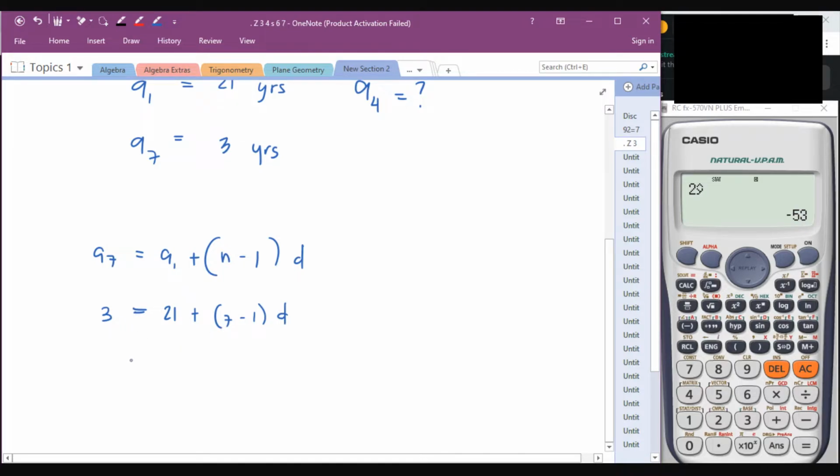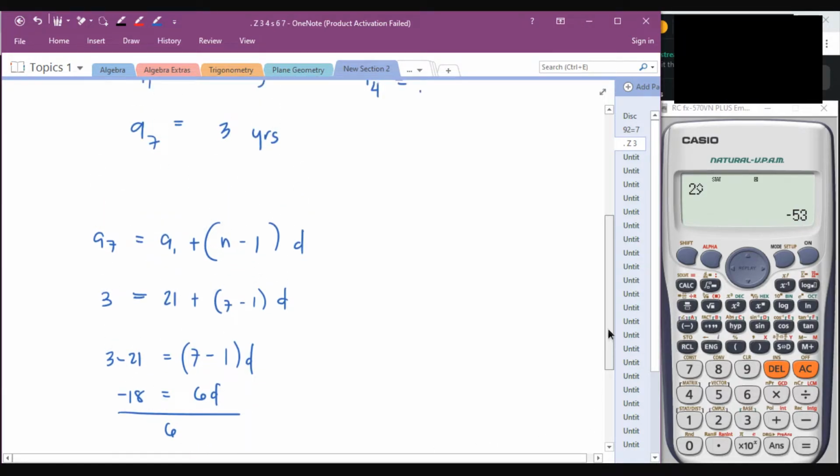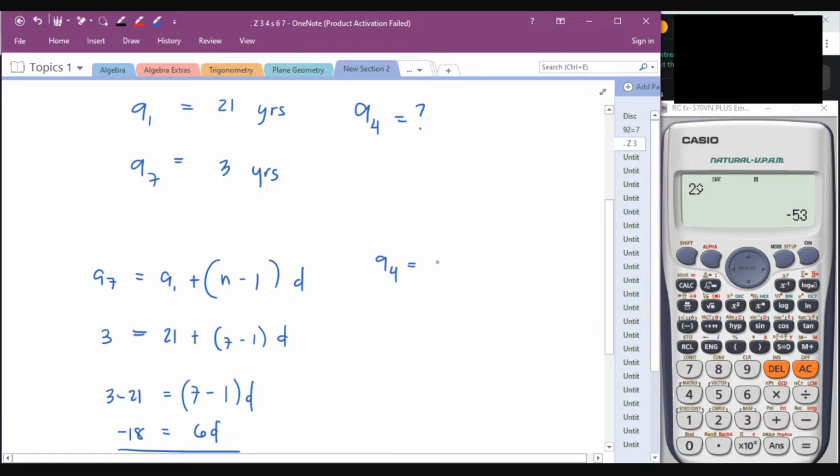So, let's move it here. 3 minus 21 equals 7 minus 1 times D. 3 minus 21 is negative 18. Then 6D. What is their common difference? The common difference there is negative 3. Okay, let's go back here. D is negative 3. So it's okay for the difference to be negative 3, as long as the age doesn't become negative.